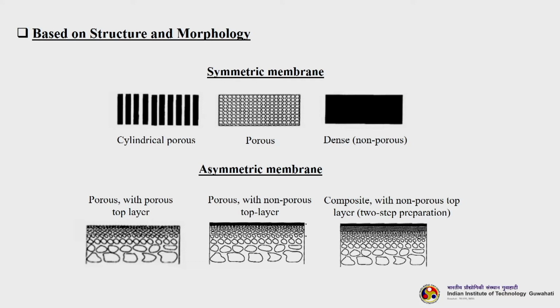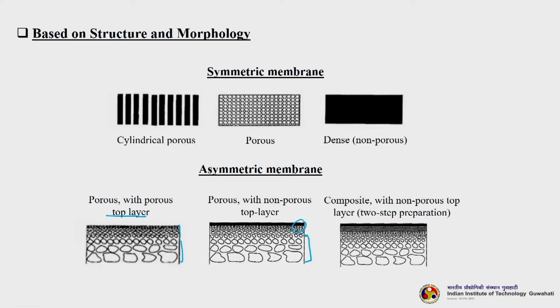Under asymmetric membrane, we can have 3 different types of membrane. The first is a porous membrane with a porous top layer, the first one you can see. So, we can have a porous membrane with a porous top layer, and this is also porous; the support here is also porous. Another one: we have a porous support here with a non-porous top layer. So, this layer is actually a non-porous layer.